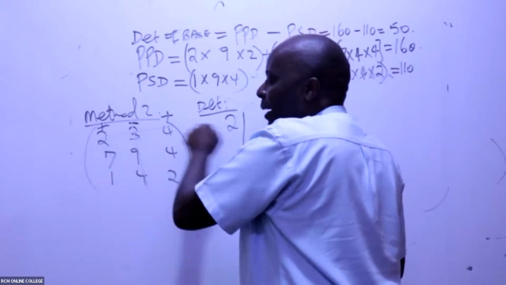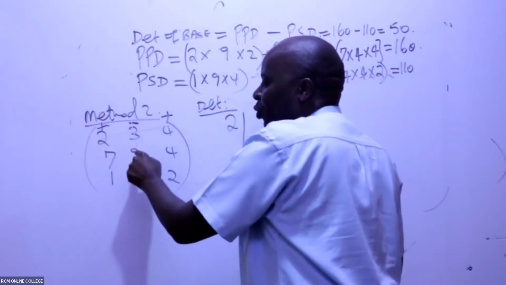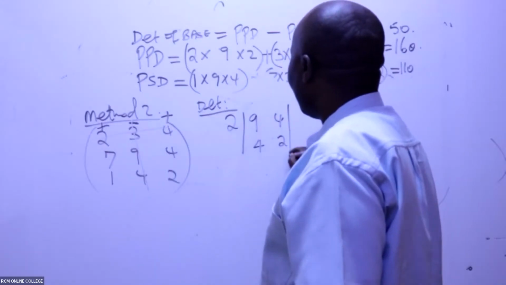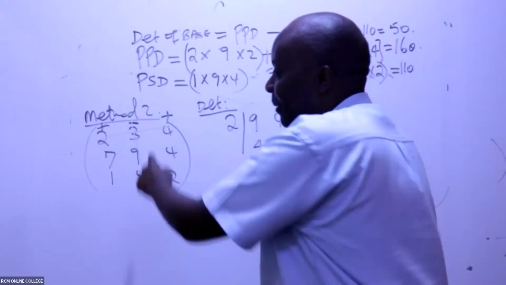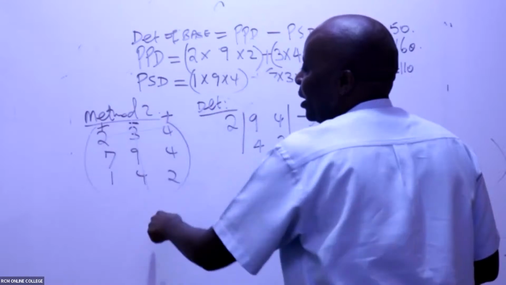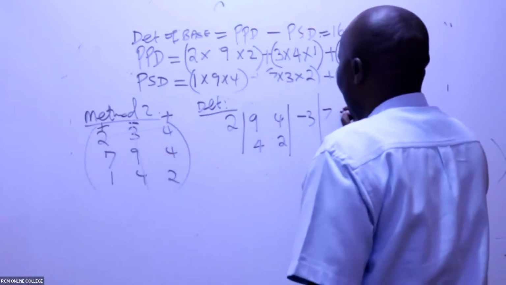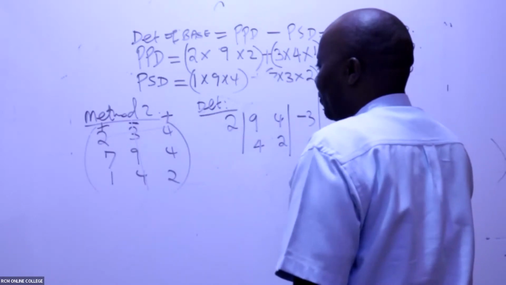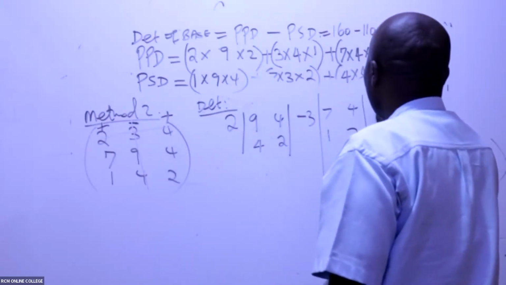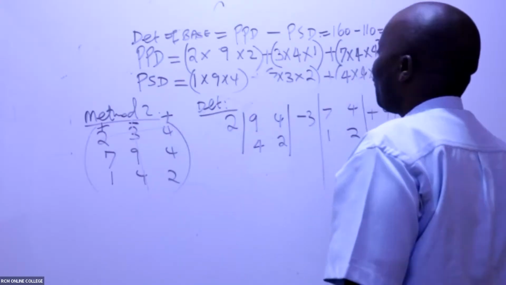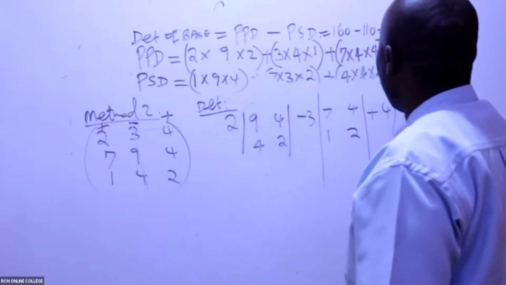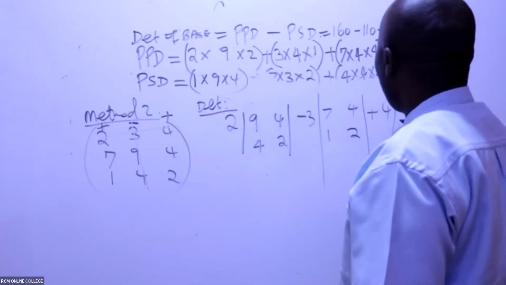So if I hide this, then what am I left with? I'm left with 9, 4, 4, 2. And then you say next number is 3, but there is a minus on top of it. So minus like this. If I hide this and this, the left out numbers are 7, 4, and then 1 and 2. And then the last one is plus 4. If I hide this under that, then I'm left with 7, 9, 1, 4.